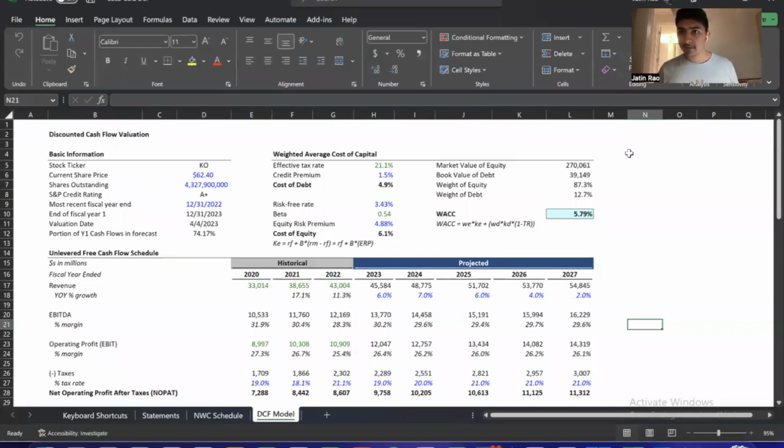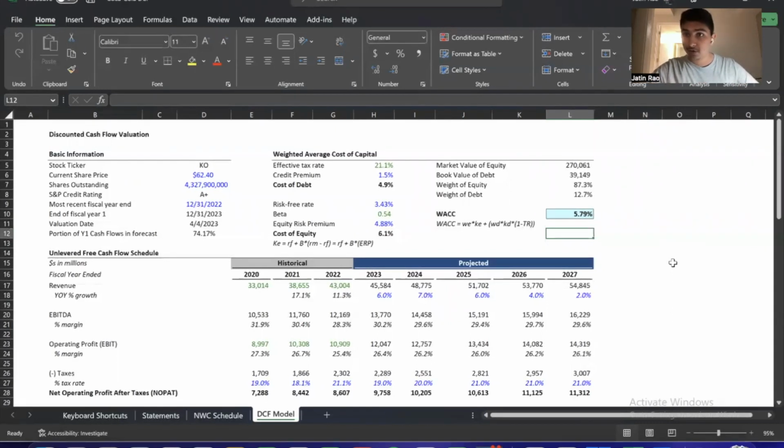So, good evening, everyone. This is Jatin Rao, and tonight we are going to be completing the discounted cash flow model that we have been working on for the past 2 weeks, the past two sessions for UFA investment teams. So, where are we right now and what are we actually going to be working on?